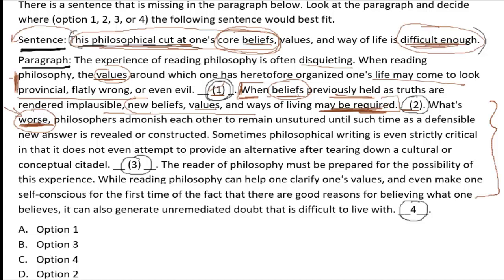So if I say that CAT paper can be difficult for many people, and what's worse, that if you have worked hard, even then it may not be easy. So when I say what's worse, that means something bad has come in the earlier sentence. But in this sentence, there is nothing bad. It simply says that your previously held belief are implausible. You might need new one. What is so bad about it?